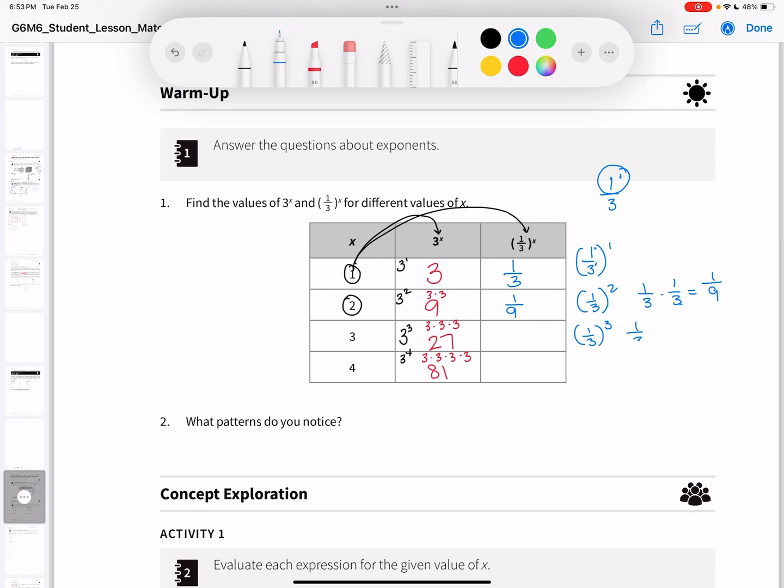And then the next one would be 1/3 to the power of 3, or cubed. So that would be 1/3 times 1/3 times 1/3. 1 times 1 times 1 is 1. 3 times 3 is 9, times 3 is 27. So this answer is 1/27.